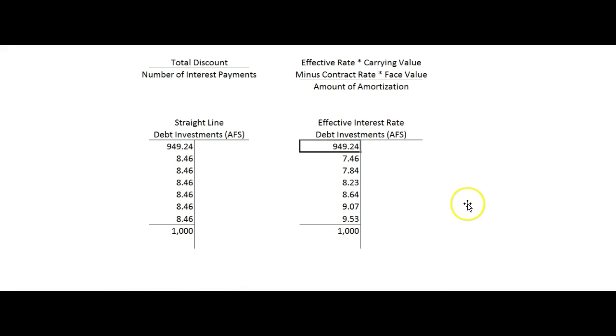So the difference between the two methods is the straight line takes the total discount, divides it by the number of interest payments, and then debits the debt investments available for sale or held to maturity for that amount every time there's a payment of interest. The effective interest rate method is a little bit more complicated. You take the effective rate times the carrying value of the bonds. You subtract from that the contract rate times the face value. By the way, this is the cash payment that you're going to get. And you end up with the amount of amortization. Both end up in the same place. Both get you from the original discounted amount up to the face value.